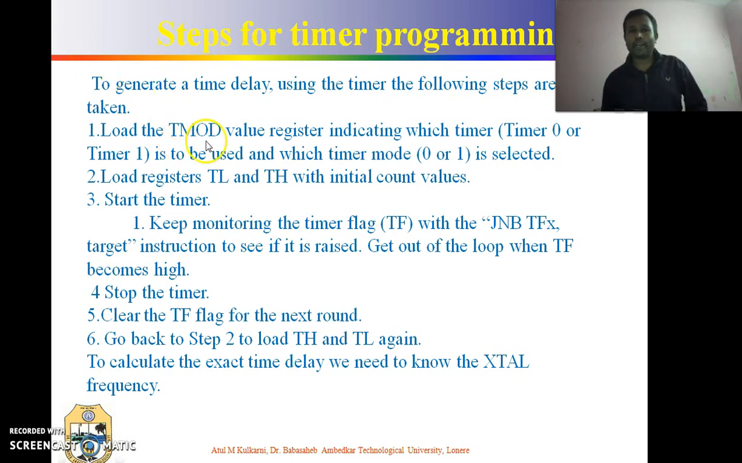Depending on that, we will load the data in TMOD register, we'll load the initial count in TL and TH register, then we'll start the timer, then we'll keep track whether the TF flag of that particular timer has become 1 or not. When the TF flag becomes 1, the terminal count is reached and then we can stop. That means our required delay is generated.